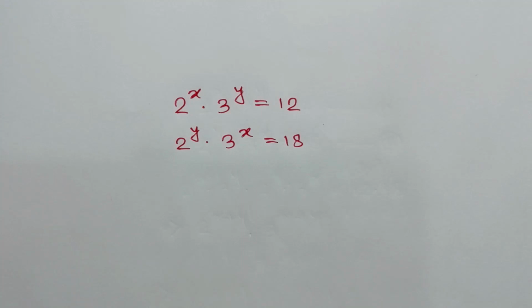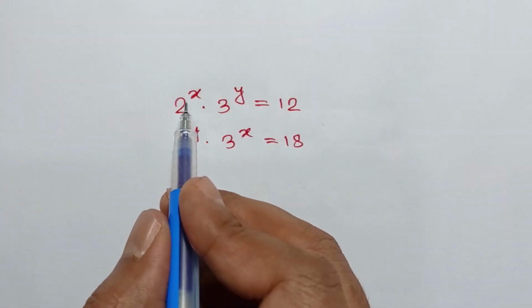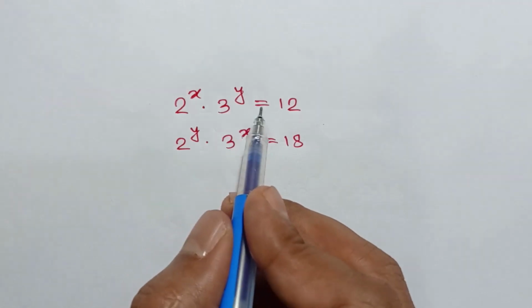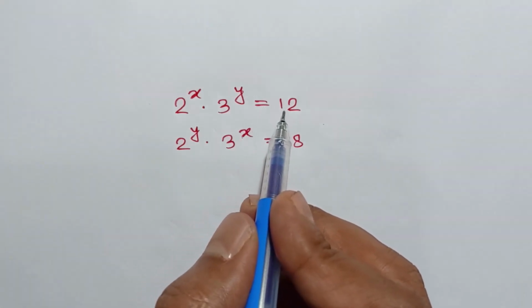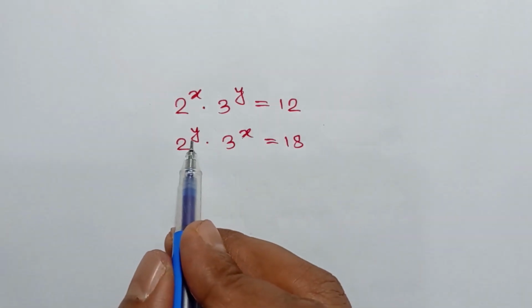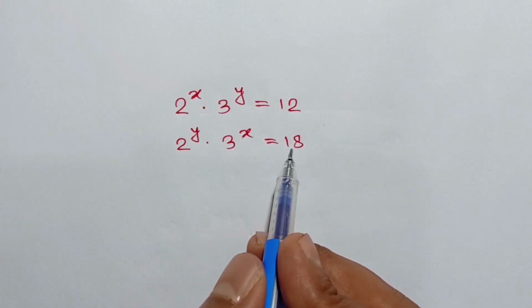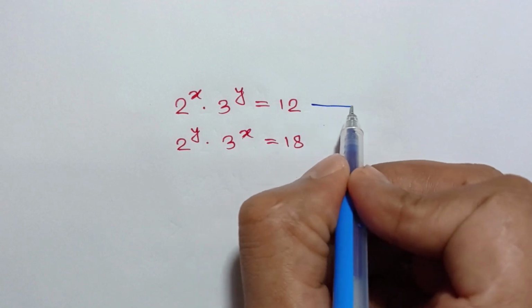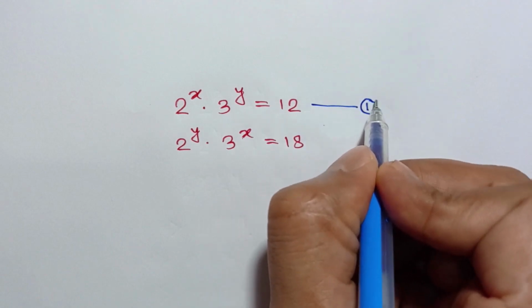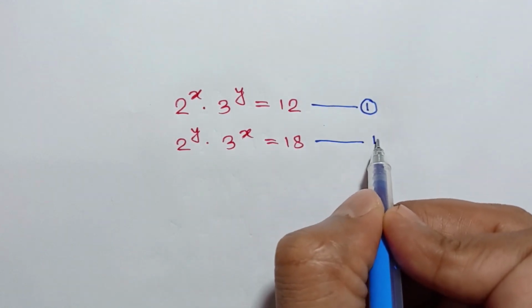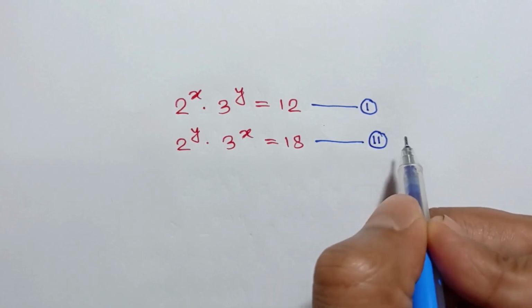Hi everyone, in this video I am going to show how to solve this system of equations: 2^x times 3^y is equal to 12, and 2^y times 3^x is equal to 18. Let's call it equation number 1 and this equation number 2.